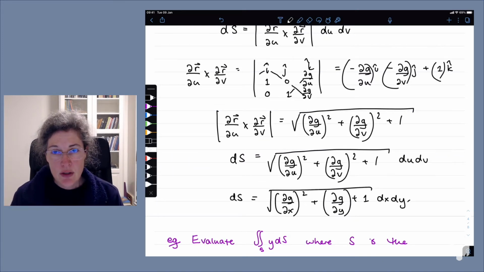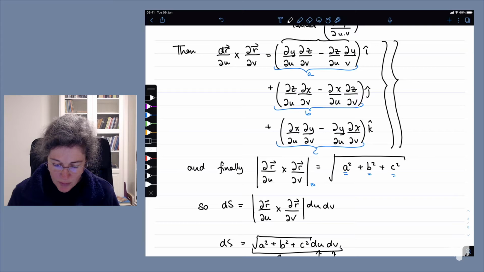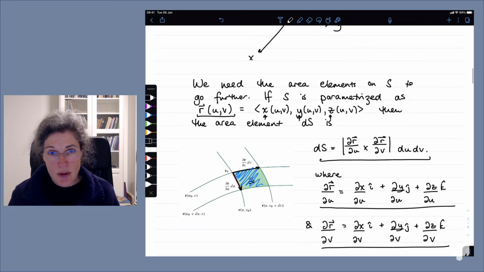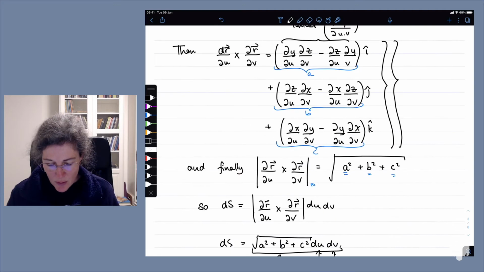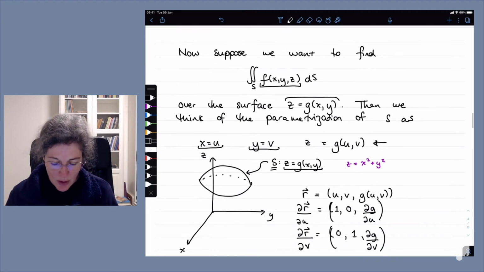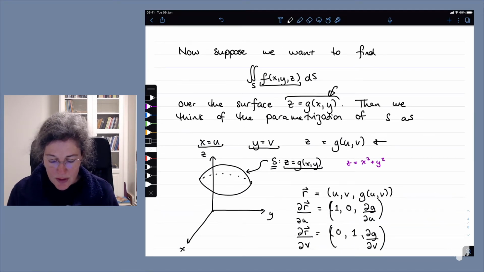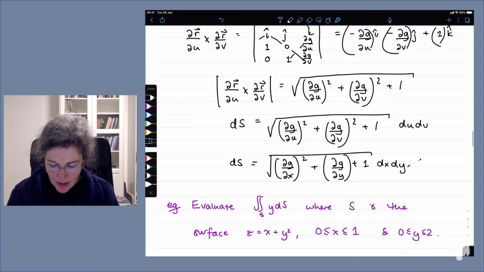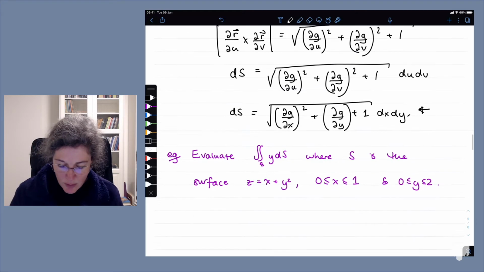Okay, so this is kind of a simplification, but it happens to be a situation that we use often. The most general form is this crazy thing that we did up here, where you've got any old parameterization. But if you have the nice parameterization that we often have, where your surface is expressed in terms of x and y, then what you end up with is an area element like so. So let's have a look at an example.